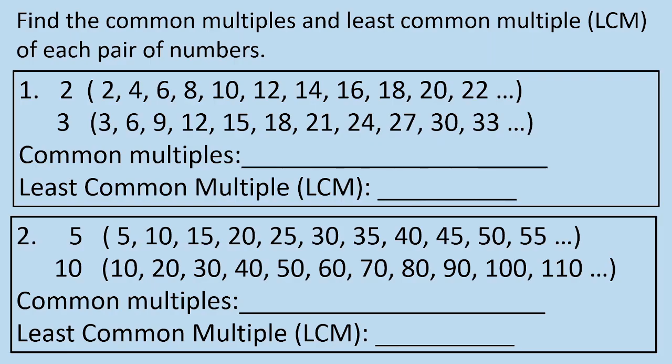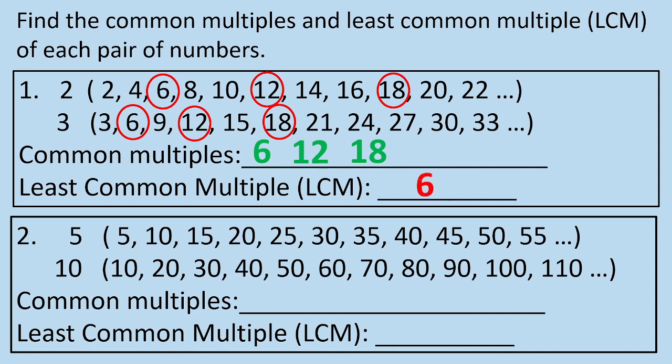Let's answer this. Find the common multiples and least common multiple of each pair of numbers. Some multiples are already given. Number 1, 2 and 3. So, the common multiples are 6, 12, and 18. So, the least common multiple is 6.